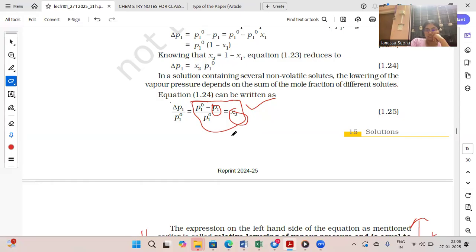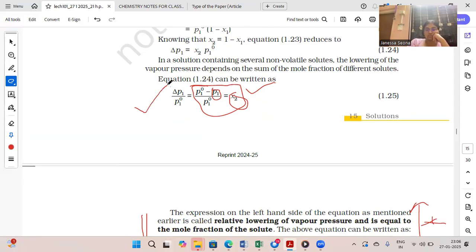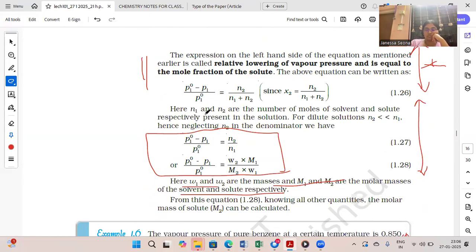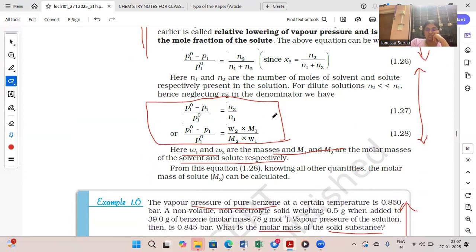Based on this equation, let us try to calculate some important parameter, what is called molecular weight of solute. This is a very important problem. It will be asked for 2 marks or even 3 marks. You will be asked the question, what are colligative properties? Discuss them in detail, or you will be given a problem like this. And then you will be asked to calculate the molecular weight of solute.